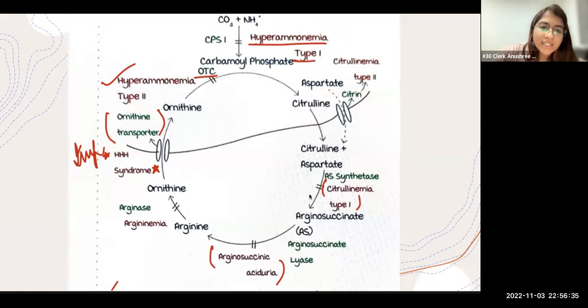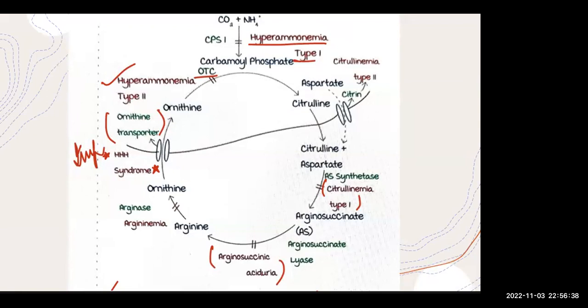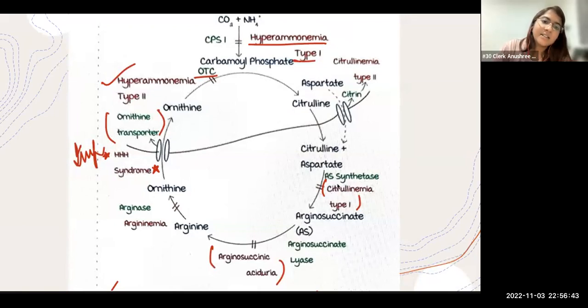Okay. So now we have argininosuccinate, if this enzyme is fine. Argininosuccinate had to undergo lysis, right? Into arginine and fumarate. If this one is not there, this one is really important, guys: the argininosuccinate lyase. It causes argininosuccinic aciduria. Please take note of the following pathologies that are there with the enzymes. I have summarized it in the next slide. This will really help you.